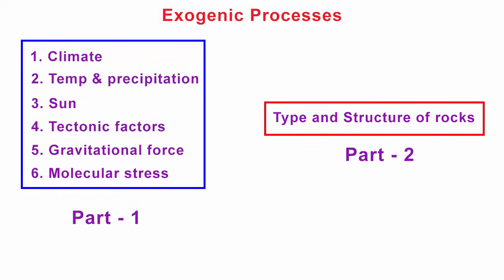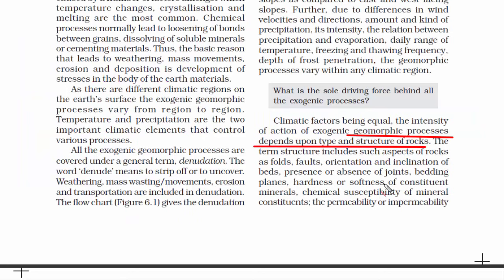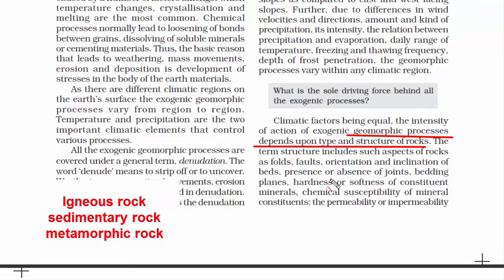Now this is one part of the question, we know this. The second part, which I believe is equally important, is that exogenic geomorphic processes depend upon the type and structure of rocks. Now you would say, what do you mean? Rocks are rocks. They are meant to be weathered. So why give importance to rocks? Well, we have to consider this aspect as well because rocks are of different types and structure.